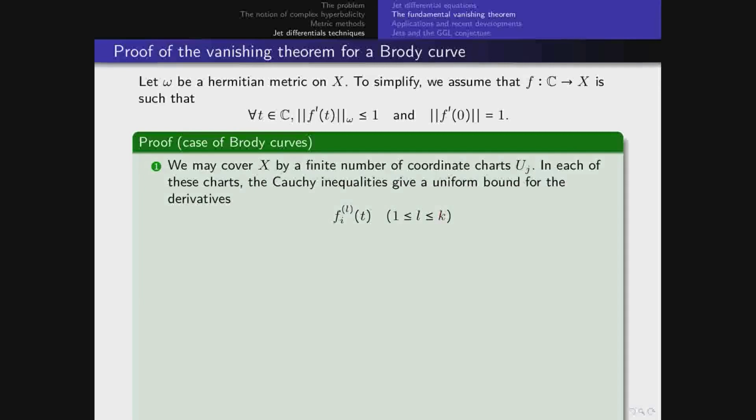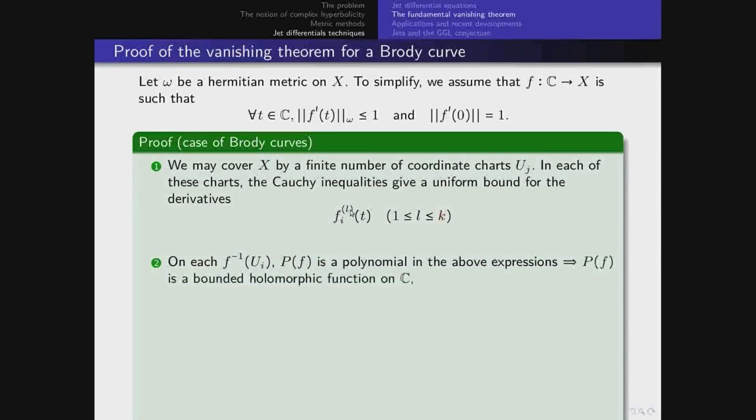So all the derivatives are bounded on each of the inverse images of the coordinate charts. And so if you recall, P of f is a polynomial expression in all those derivatives, so it will likewise be bounded above each of these inverse images, and since there are finitely many, then you get a bounded holomorphic function on C. And so it is, by Liouville's theorem again, constant.